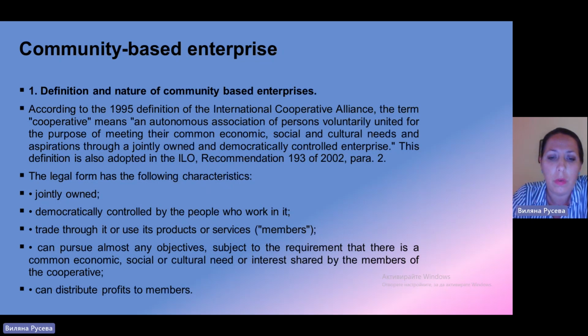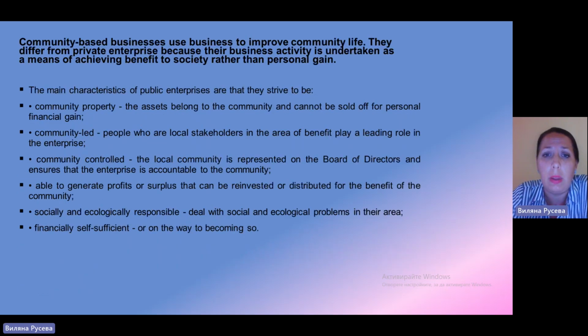Community-based businesses use business to improve community life. They differ from private enterprise because their business activity is undertaken as a means of achieving benefit to society rather than personal gain. The main characteristic of community enterprises is that they strive to be community property. The assets belong to the community and cannot be sold off for personal financial gain.